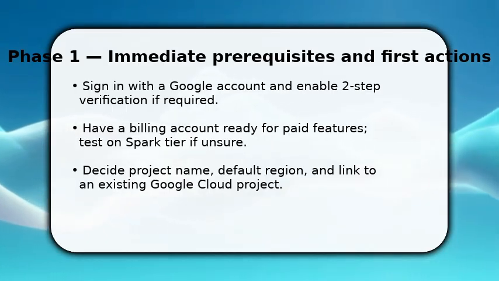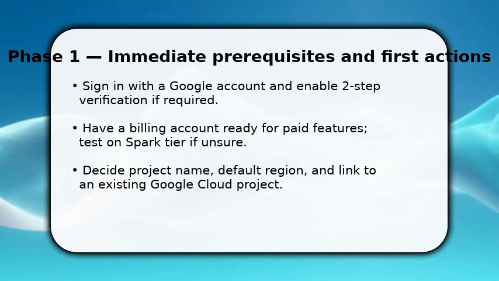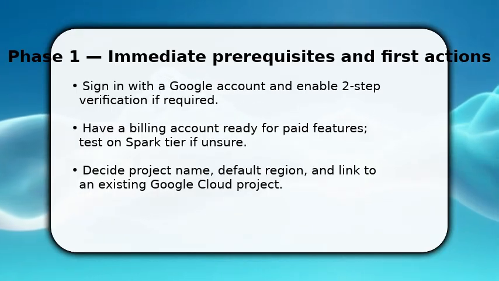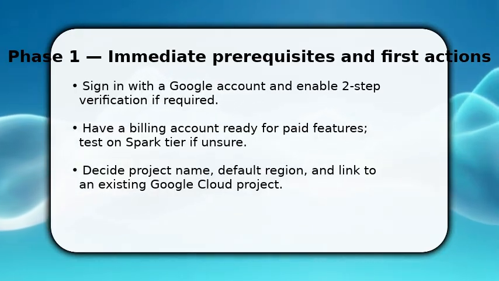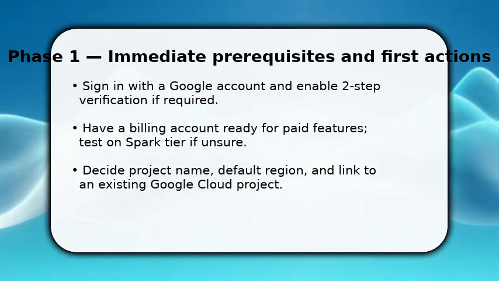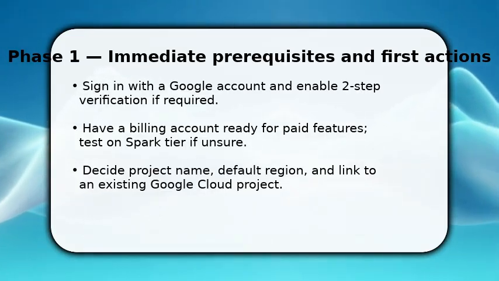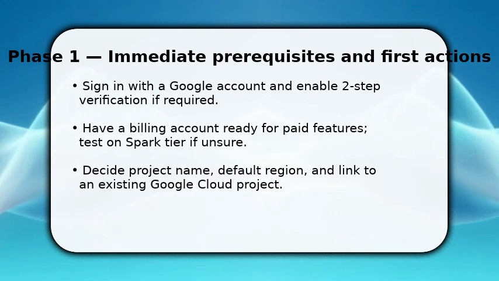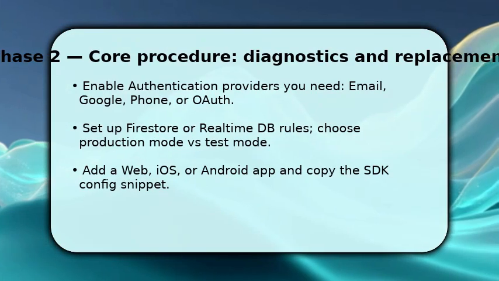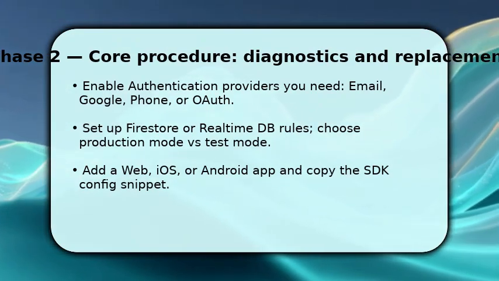Create a new Firebase project, select a descriptive project name, and choose a default region to minimize latency. You should also link to an existing Google Cloud project if you have one. This preserves IAM and billing settings. Once the project exists, configure core Firebase services.